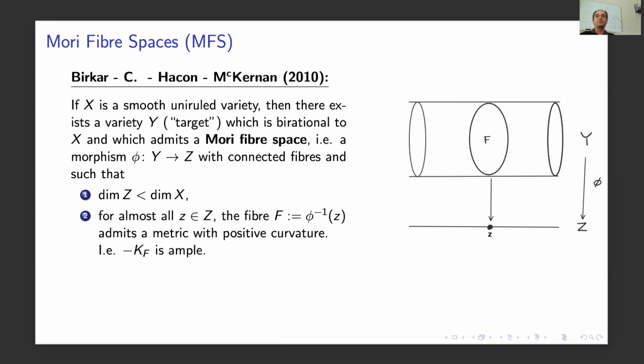Okay, so what does it mean, almost all? It means again that if you're not unlucky, if you choose a random point, then this property will be true. You can say that the place where this is not true is measure zero, but it's much, much stronger than this. It's really a proper subvariety of Z for which things go wrong.